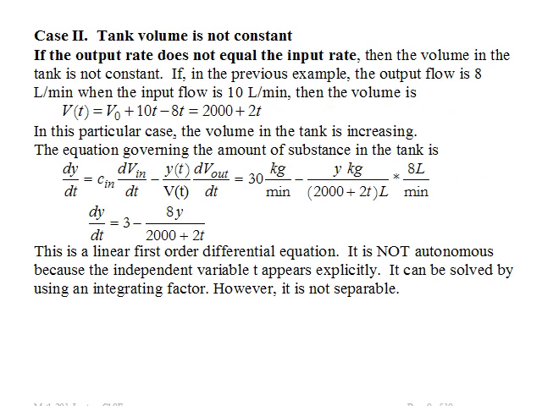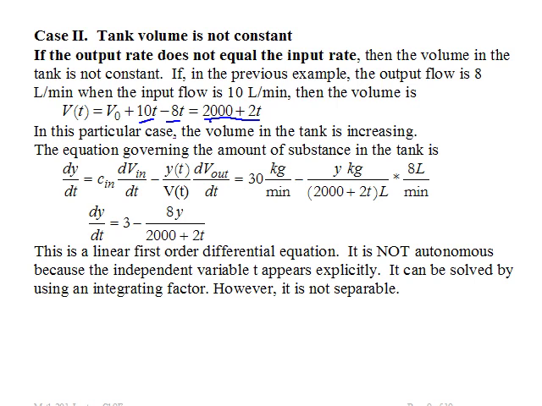I want to go ahead and set up the other case, the case in which the volume is not constant, just to show you how to do it, and then we'll go back and solve them. Okay, let's say that the input flow rate is 10, but the output flow rate is only 8. In that case, you're going to be adding 2 liters every minute to the tank volume. You started with 2,000, but every minute you get 2 more liters because your output and input flow rates are not equal.